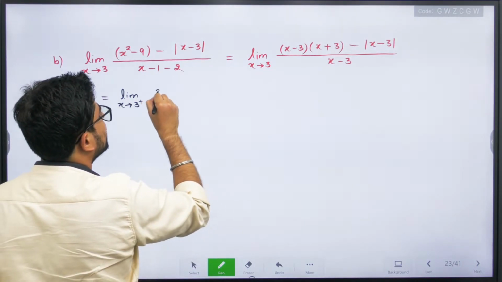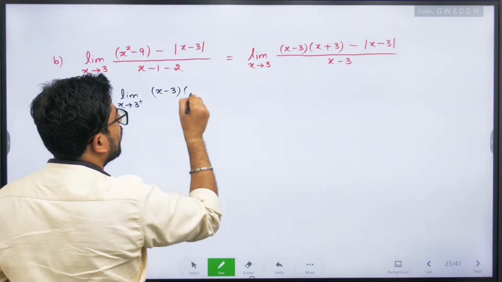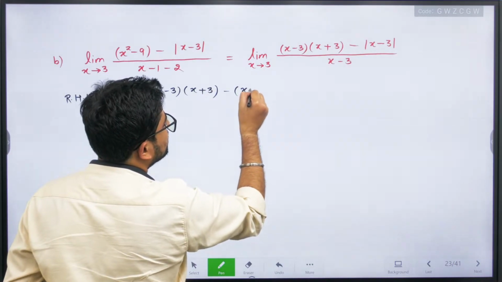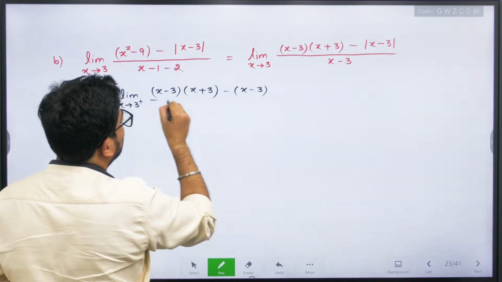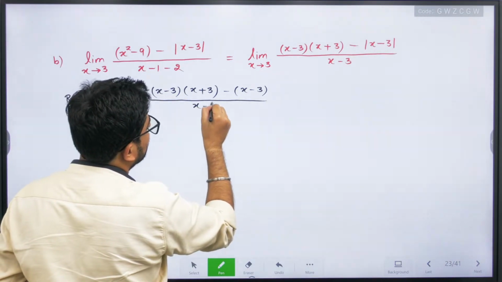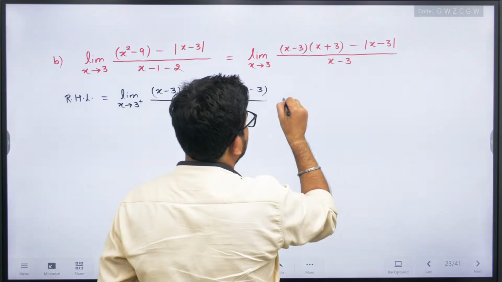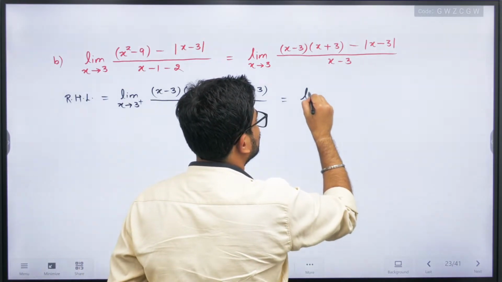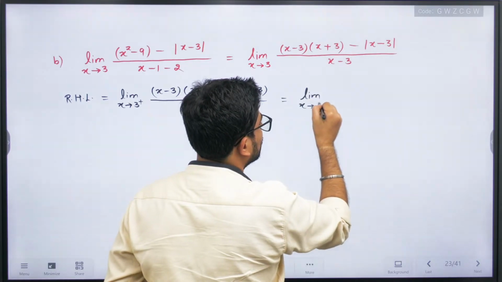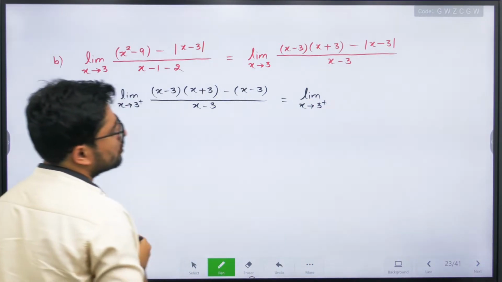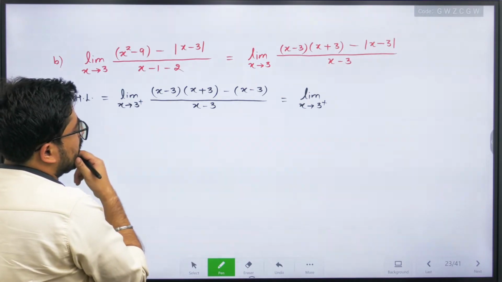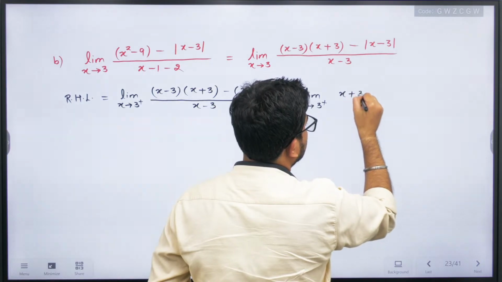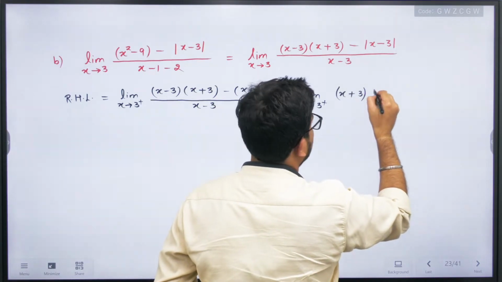So you can say this is x minus 3, x plus 3 minus, mod opens with what? Plus sign. So x minus 3 divided by x minus 3. Okay, so now you can cancel x minus 3. You will get x plus 3, limit x tends to 3 plus. So you can say x minus 3, that is x plus 3, x plus 3 minus 1.